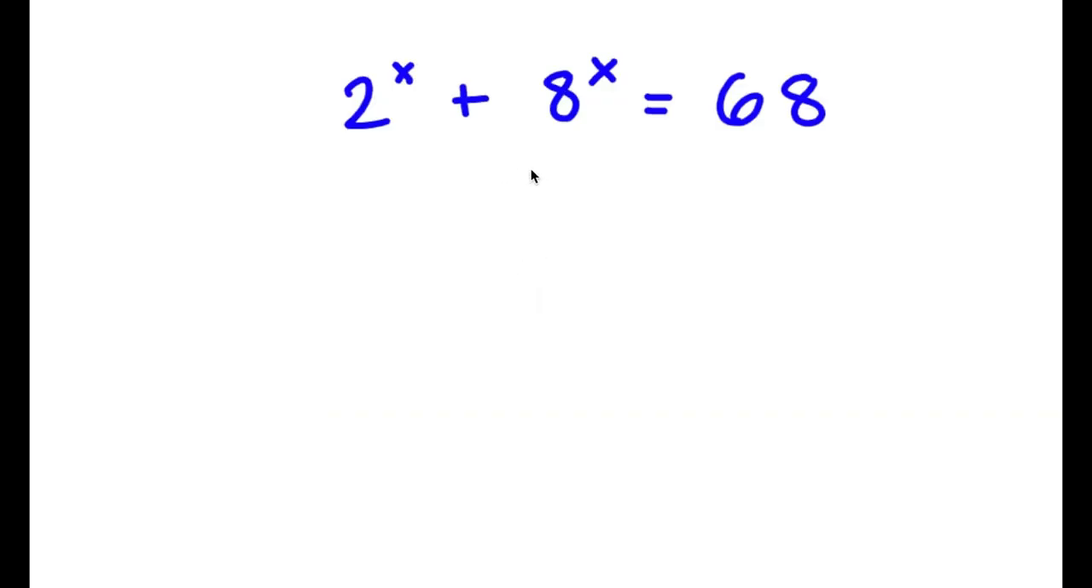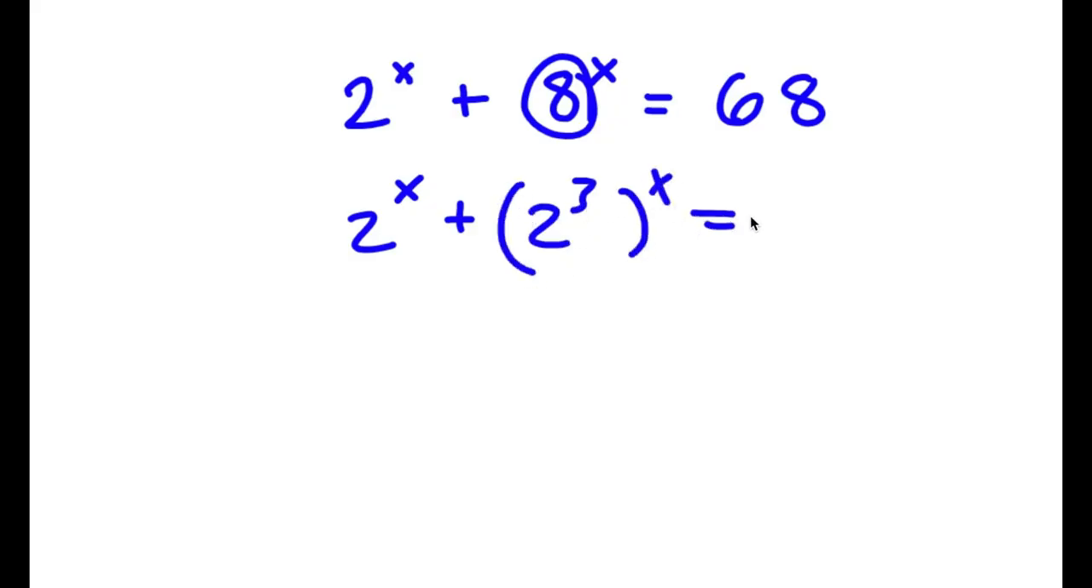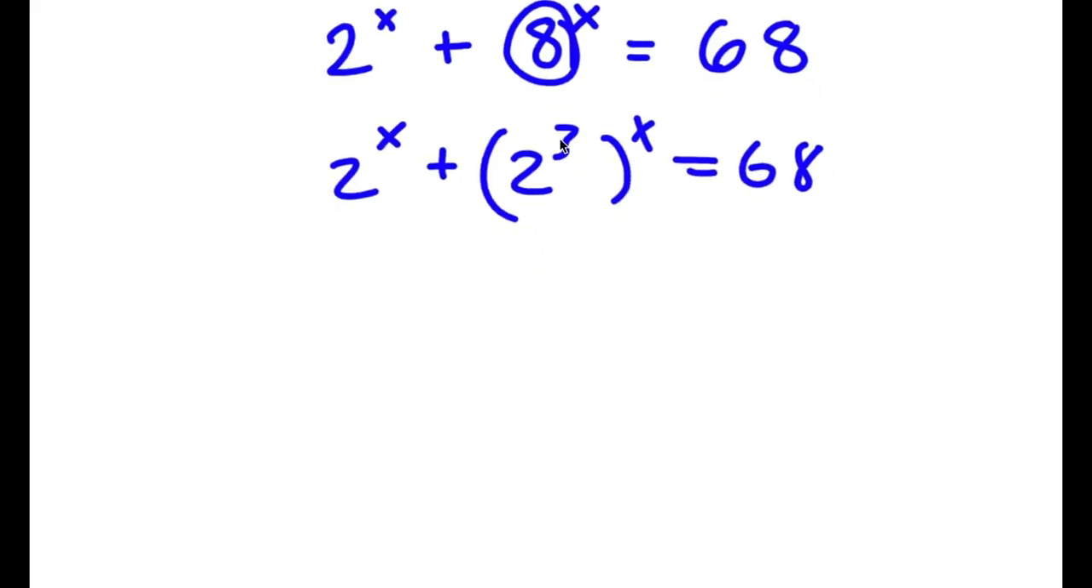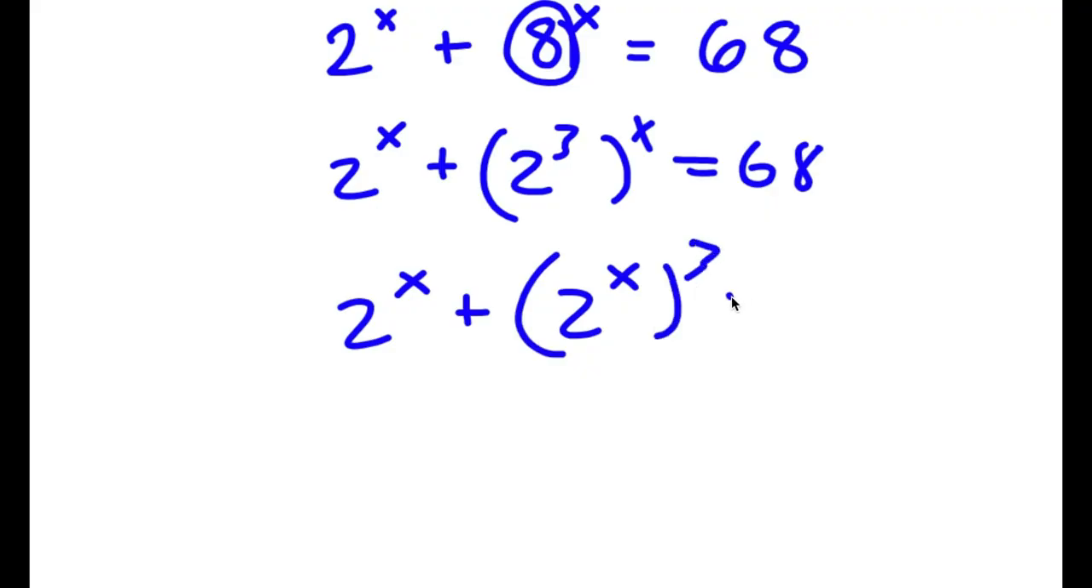Alright, so in this problem, I have 2 to the power of x plus 8 to the power of x equals 68. So now first we write 8 as 2 to the power of 3. So now I have 2 to the power of x plus 2 to the power of 3 to the power of x is equal to 68. And I can actually switch these two. So I get 2 to the power of x plus 2 to the power of x to the power of 3 is equal to 68.